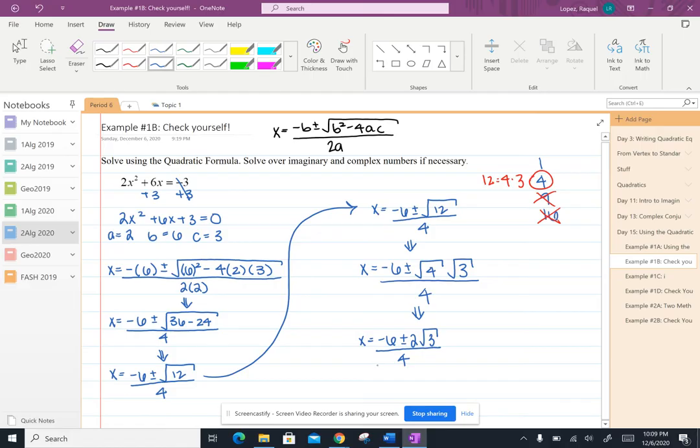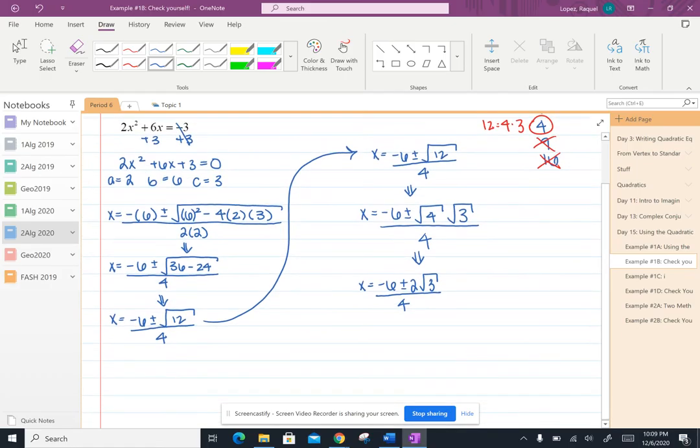Let's go ahead and break apart this fraction and simplify it as much as we can. So we get x equals negative 6 over 4 plus or minus 2 over 4 times the square root of 3. Let's see. Negative 6 divided by 4.